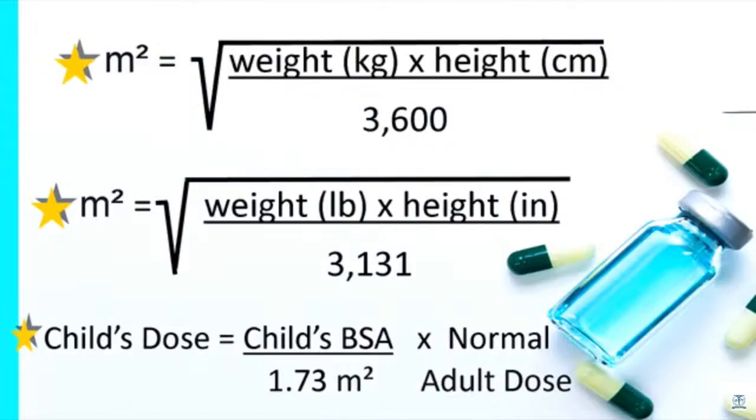Now, some programs may use 1.7 as your number. Some may use 1.73. Just use whatever they give you. And then once you divide that, you'll multiply that by the normal adult dose that was given to you in the scenario, and then that will give you your answer for the child's dose.